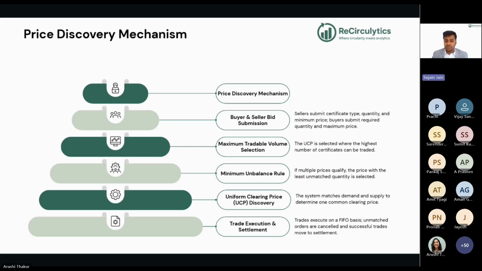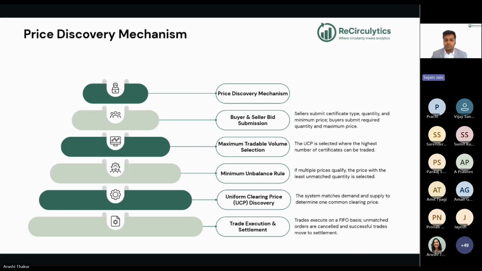If there are multiple maximum traded volume prices, then they will calculate something called minimum unbalance. Minimum unbalance is essentially to select whatever quantity is the least untraded. So let's say that the maximum tradable volume is at 10 and 11 rupees, and the minimum unbalance is at 11 rupees, wherein the only untraded quantity is just 20 tons. Then the uniform clearing price would be at 11 rupees.